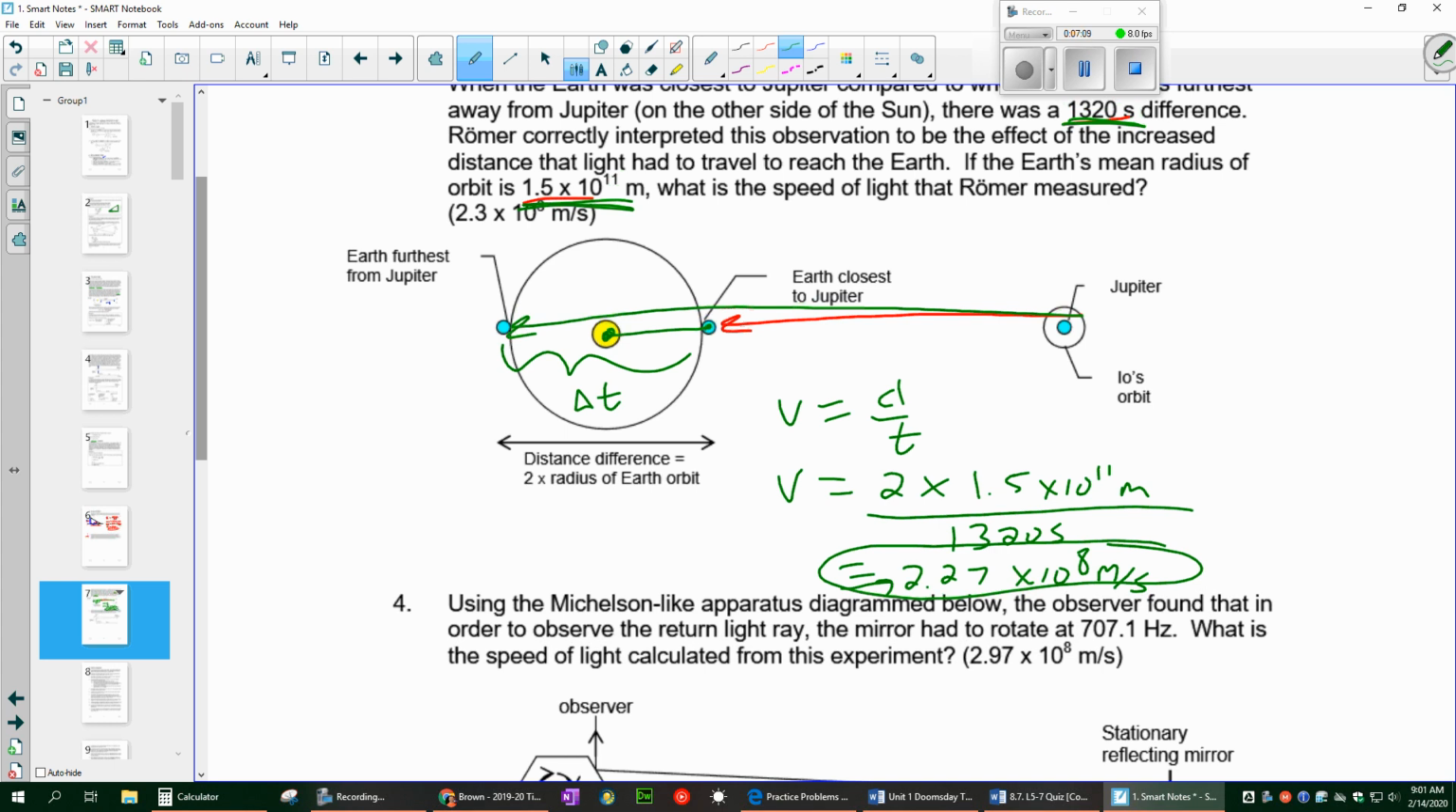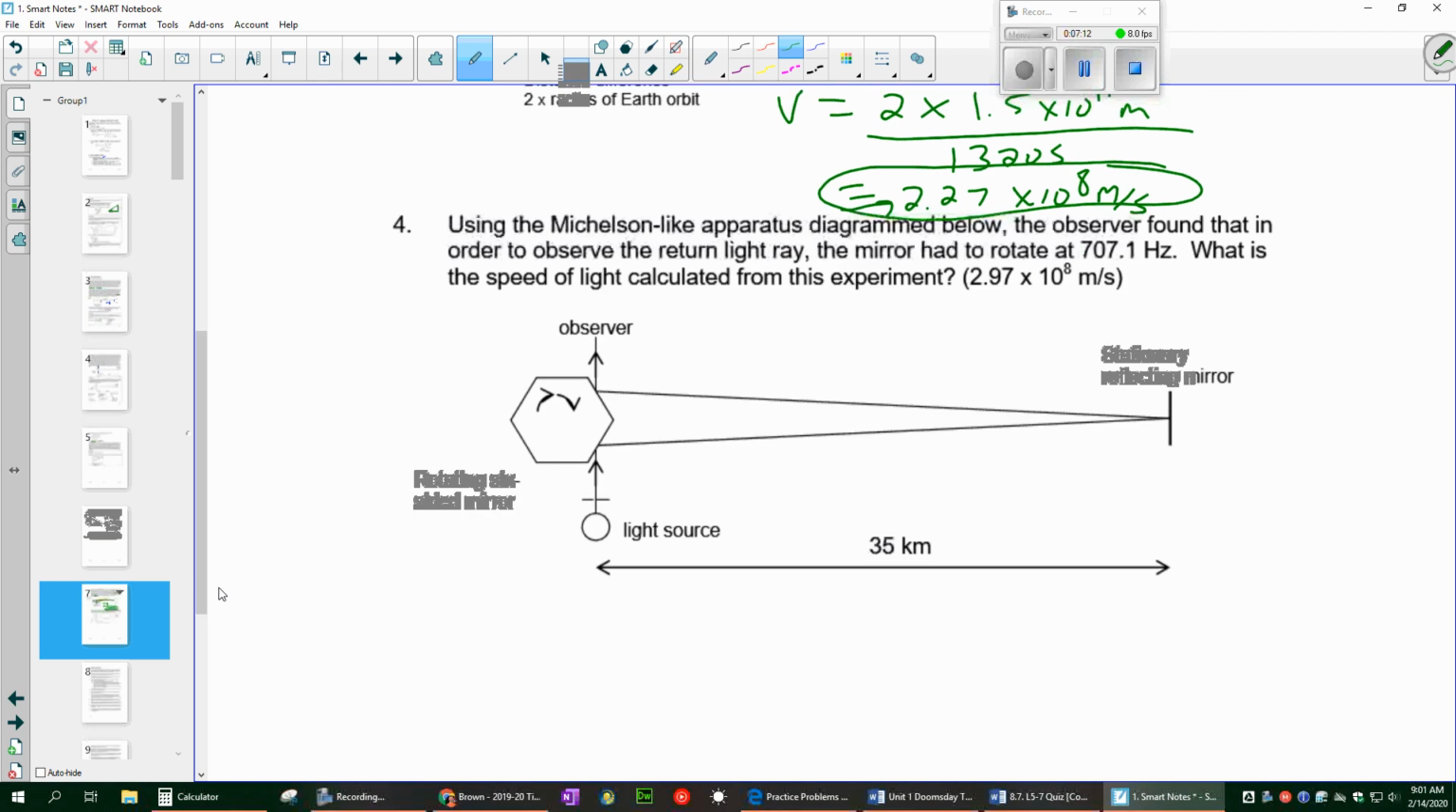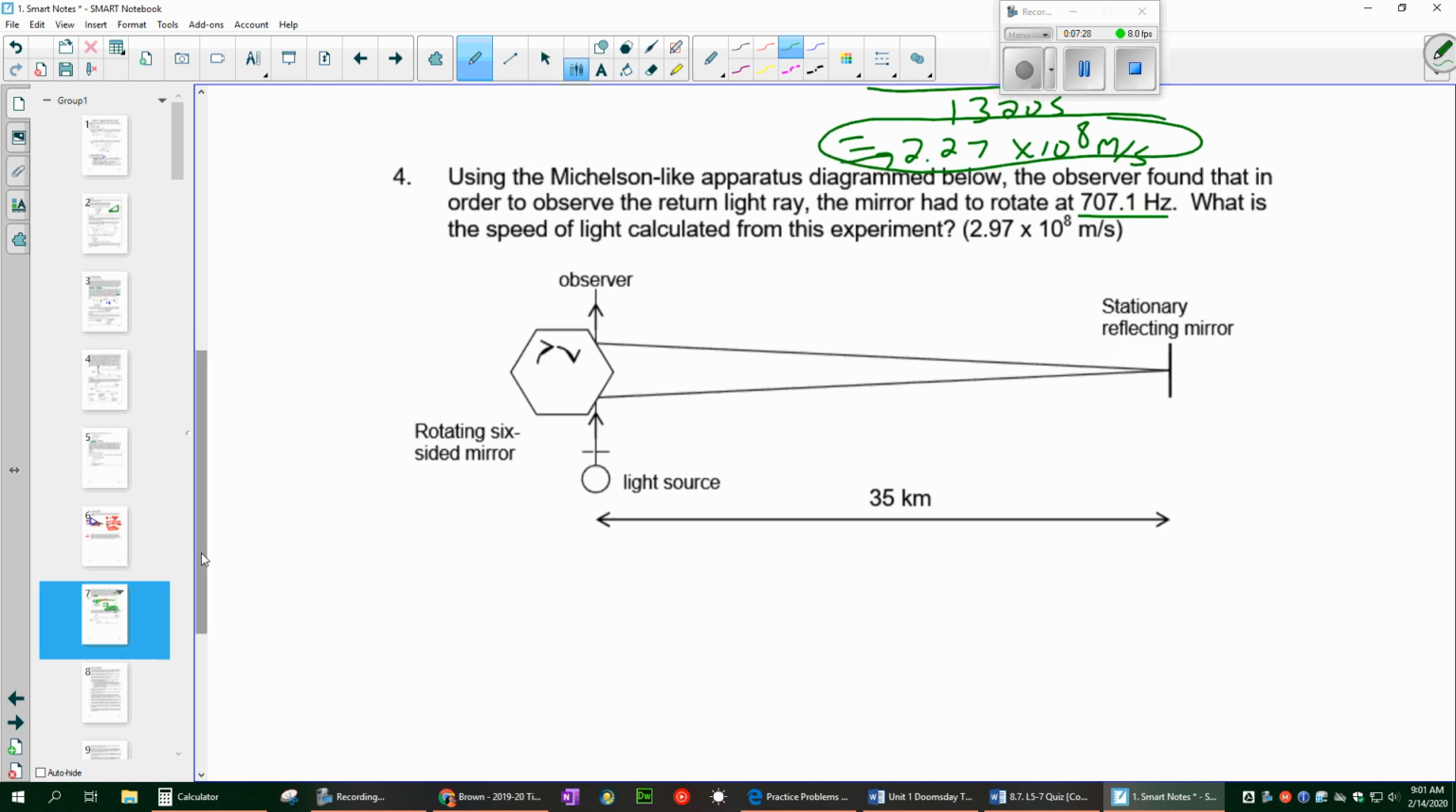All right, now. In the Michelson-like apparatus diagram below, the observer found that in order to observe the return light ray, the mirror had to rotate at 707.1 hertz. What is the speed of light calculated from this experiment? All right, so remember what's happening here, right? This is the observer over here, and we've got the light source. The light would shine this way, bounce off this edge, travel all the way down, 35 kilometers, and then all the way back. So how many kilometers in total? 70, right? So go there and back.